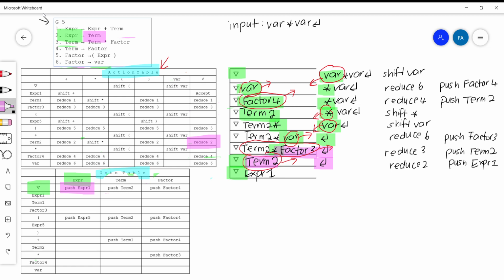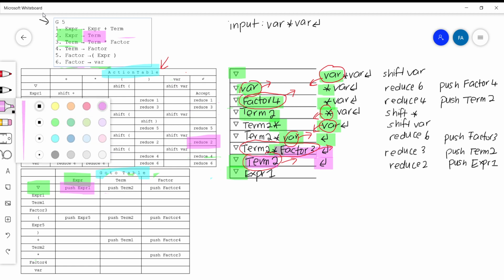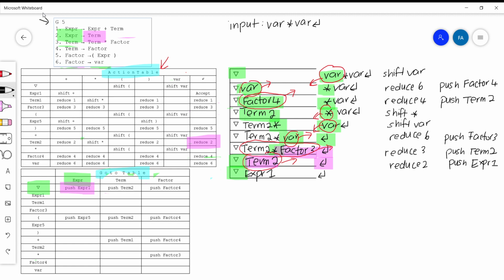And now we need to read the action table again. Please do not forget that we retain the current input pointer just now. So we read expression 1 and end marker. So expression 1 that meets end marker at our action table now reads accept, which means this is now accepted. So this particular input, var times var, is accepted by grammar 5, and we have demonstrated it by doing this stack parsing.